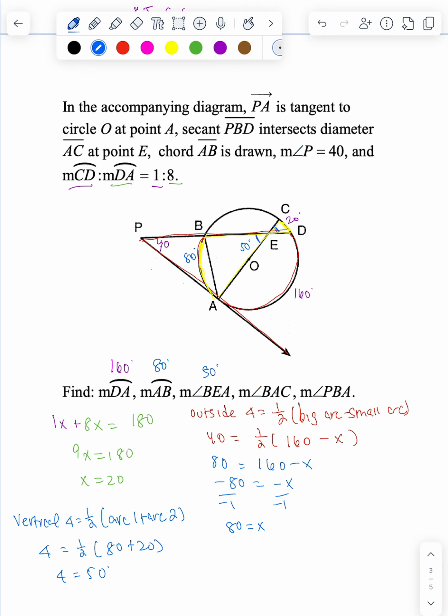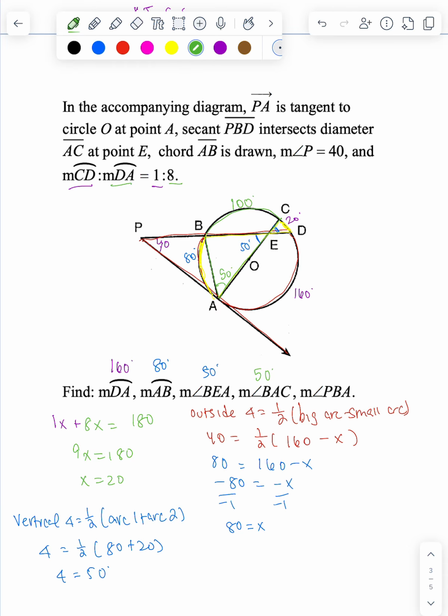Next, we're looking for the measurement of angle BAC. Angle BAC is an inscribed angle, so it's half of its intercepted arc. We just need to find its intercepted arc. We need to find BC. Luckily, we know that all the circle makes 360, and we have all the other pieces. We have the 80-degree arc, we have the 160-degree arc, and we have the 20-degree arc. That makes 260. So that means to make 360, the leftover one needs to be 100. So the inscribed angle is half the arc, so that would be 50 degrees as well.